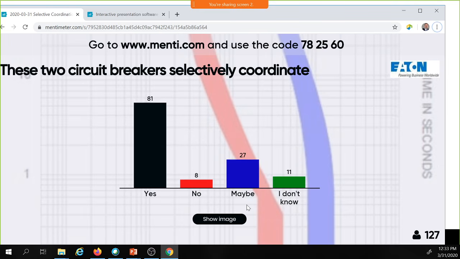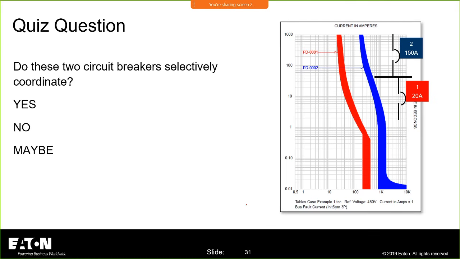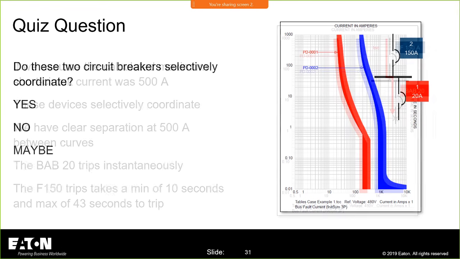The 81 that said yes, I know why you said that, and hopefully after this you're going to take something away, and maybe learn a little bit about those curves and this topic. So let's walk through this discussion. I like those results because it always amazes me. This is one of the most fundamental things that people miss when they look at trip curves.